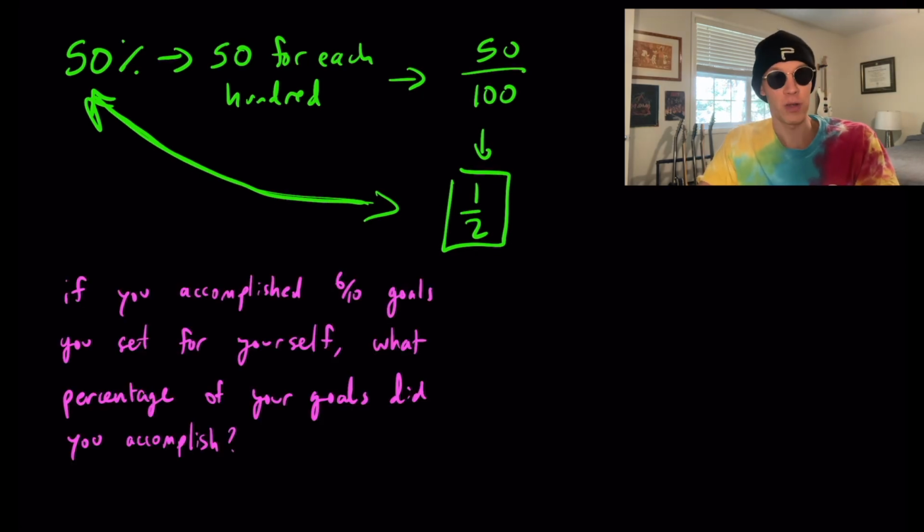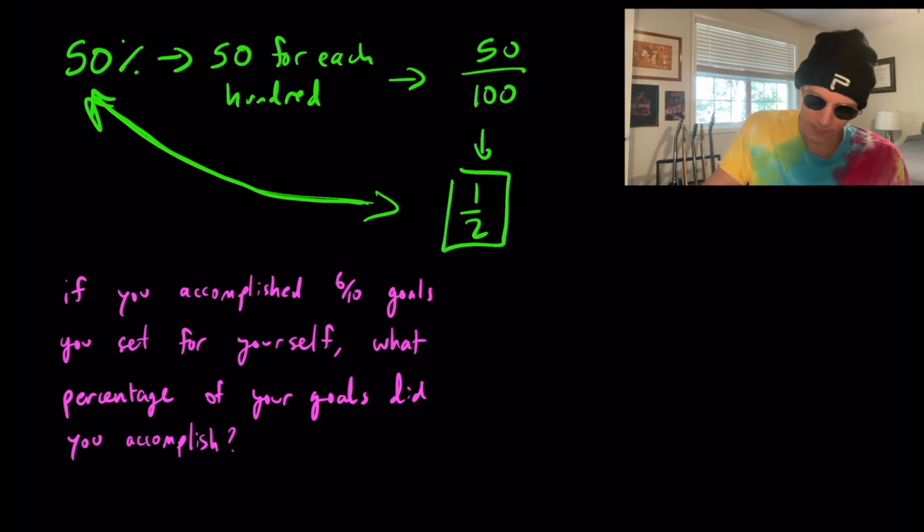So at the time of recording this, it has just become 2025. So we'll do a goals-related question to this. So if you accomplish 6 out of 10 goals you set for yourself, what percentage of your goals did you accomplish? So we just mentioned that percentages and fractions are kind of one and the same. They're just different ways to express the same concept. And we want to take this fraction, 6 out of 10, and convert it to a percentage.